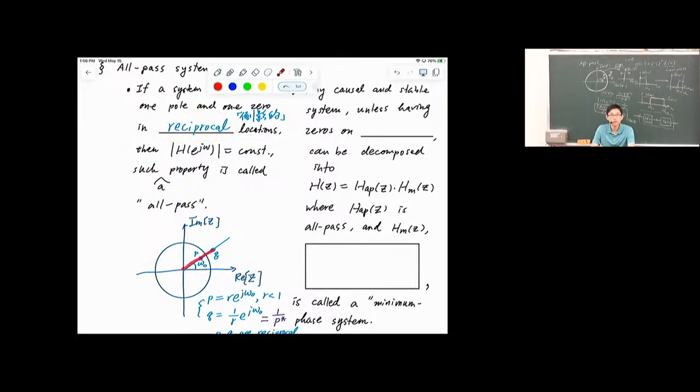then we have shown in multiple ways that the magnitude response is going to be a constant, and therefore we call it an all-pass filter because every frequency receives the same gain. That's the reason for the name.